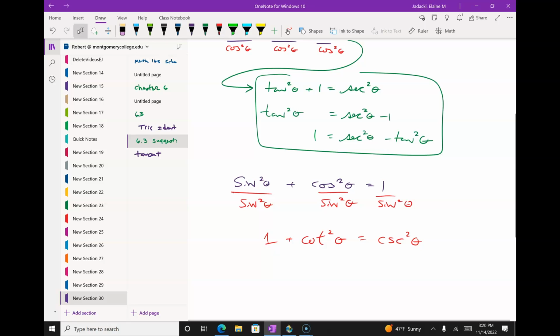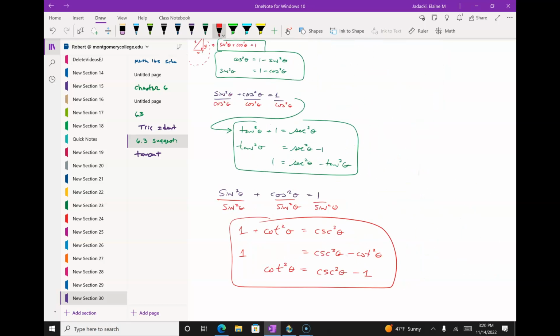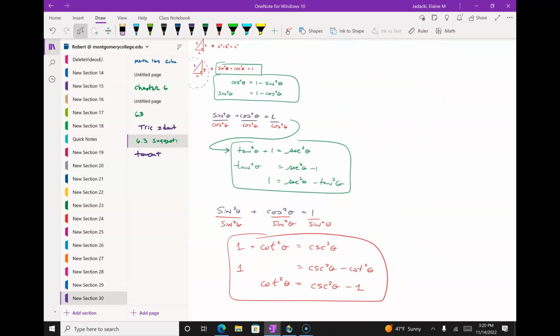And so from there, I could solve for 1. I get cosecant squared theta minus cotangent squared theta. Or I could solve for cotangent squared, and I get cosecant squared minus 1. So there are my last 3 of 9. Again, only 1 has to be memorized. Sine squared plus cos squared is 1.